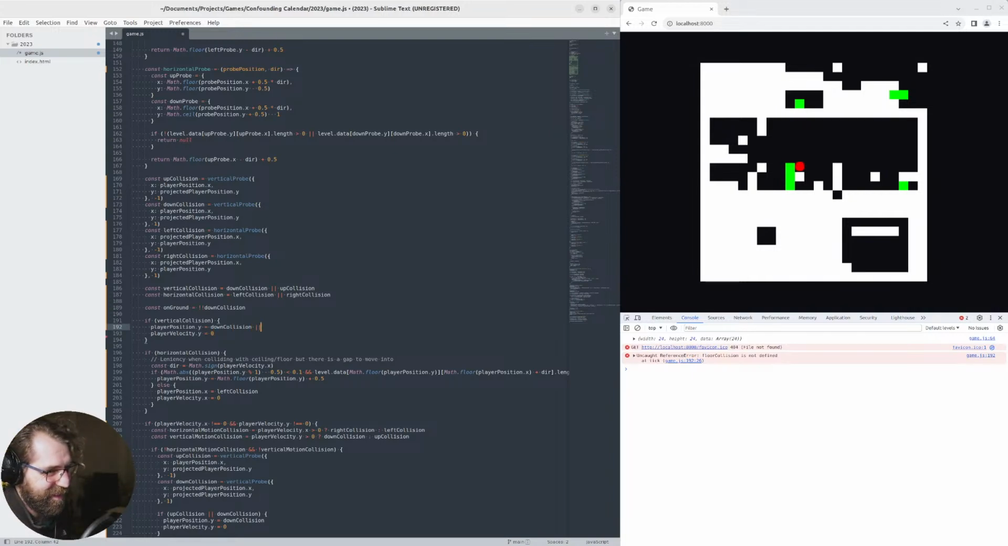I don't want to do it like this. It's ugly code. Oh, I guess that's what vertical collision would be. Oh no, this is super ugly code, because if that's null, then this will end up being the value of up collision instead. This is super ugly code. But sure.